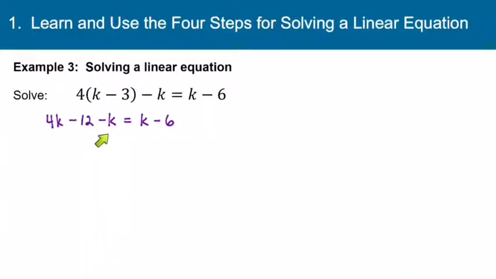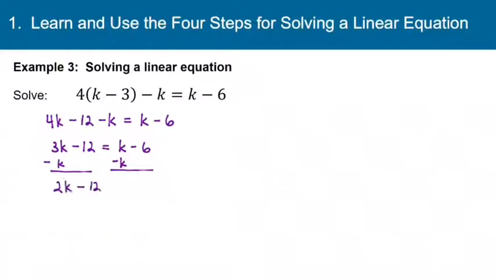Now looking at the left side and thinking about how we can combine like terms, we see 4k minus 1k would be 3k. So the left side gives us 3k minus 12, and the right side is still k minus 6. Okay, now we're back into that situation where we have variable and constant on the left, variable and constant on the right. So remember, the strategy in this situation is to eliminate the smaller variable term. So that would be this positive 1k here. So I will subtract k from both sides and then combine like terms.